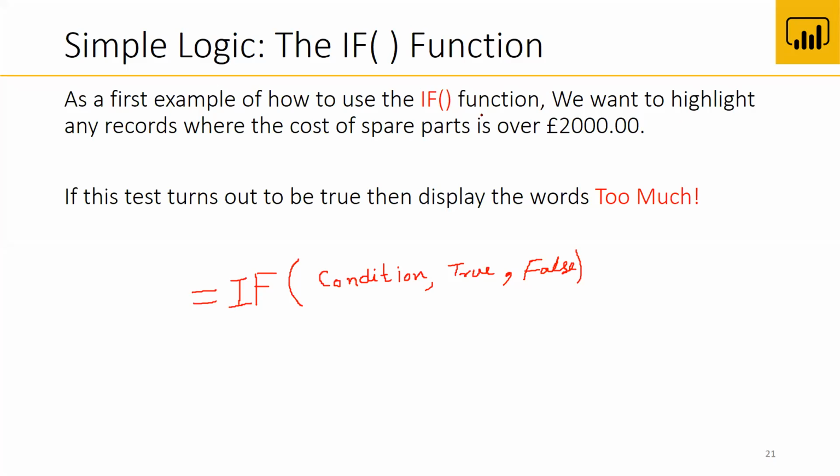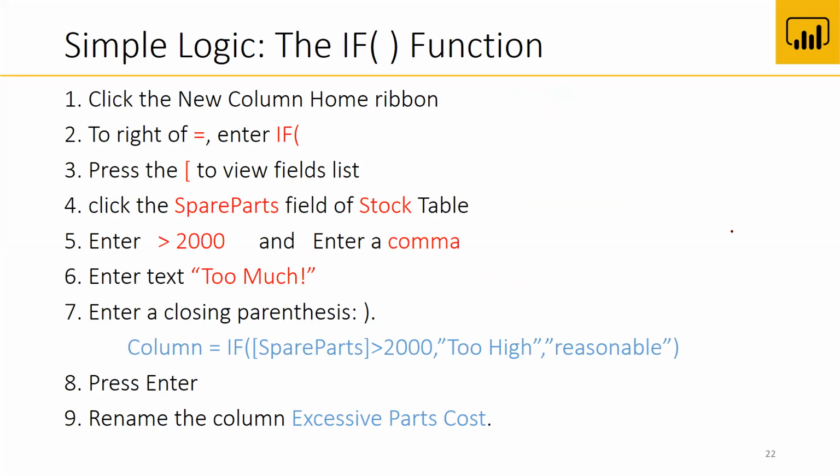In this slide, we want to highlight any record where the cost of the spare part is over 2,000 pounds. If the spare part cost is over 2,000 pounds, then we have to write that the item is too high, or if it is smaller than or equal to 2,000, we can say that the price is reasonable. So this is the code that we are going to use for the if expression.